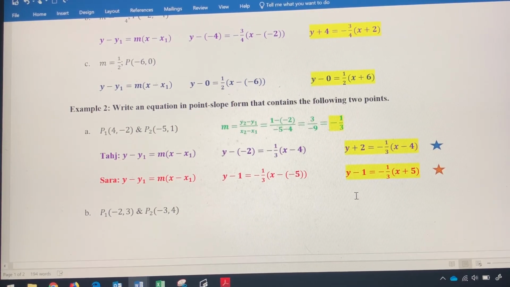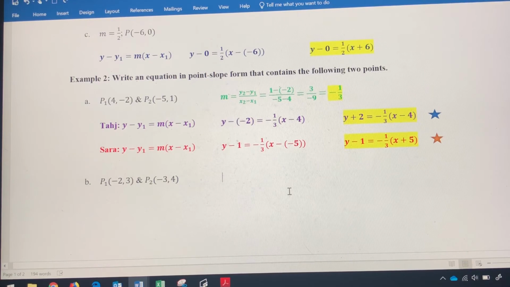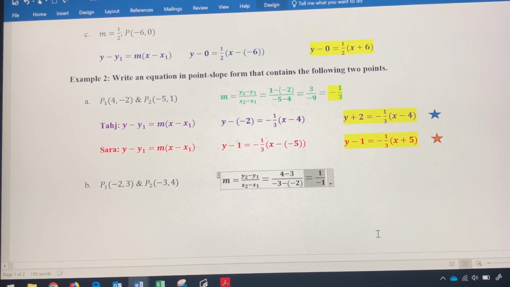Okay, let's look at part B here. All right, we don't have the slope yet, so we want to do that first. So y2 minus y1, 4 minus 3, over x2, negative 3 minus negative 2 in the denominator, okay? When I simplify that, I get 1 divided by negative 1, which gives me a slope of negative 1, okay? So that's the slope regardless of which point we choose, okay?